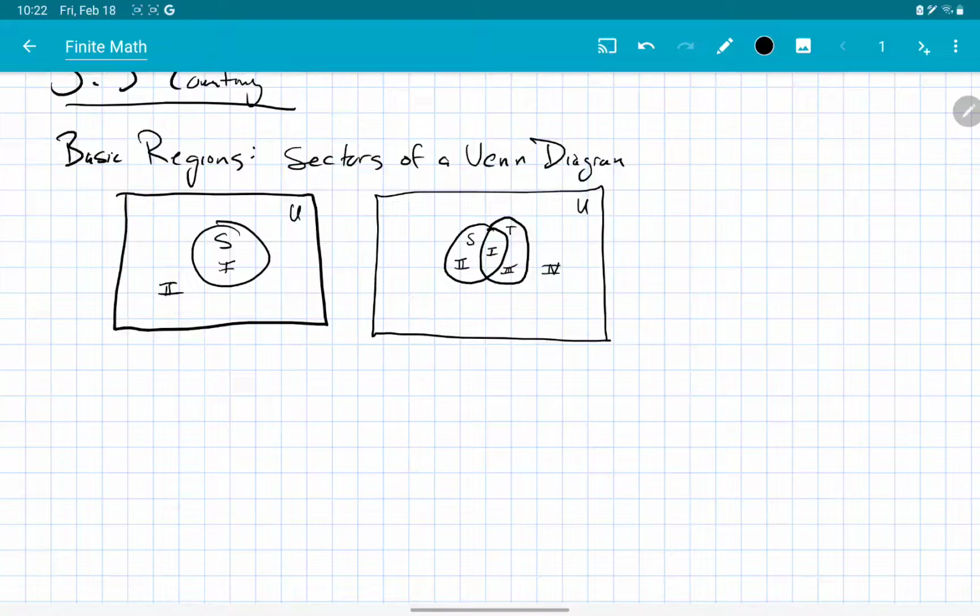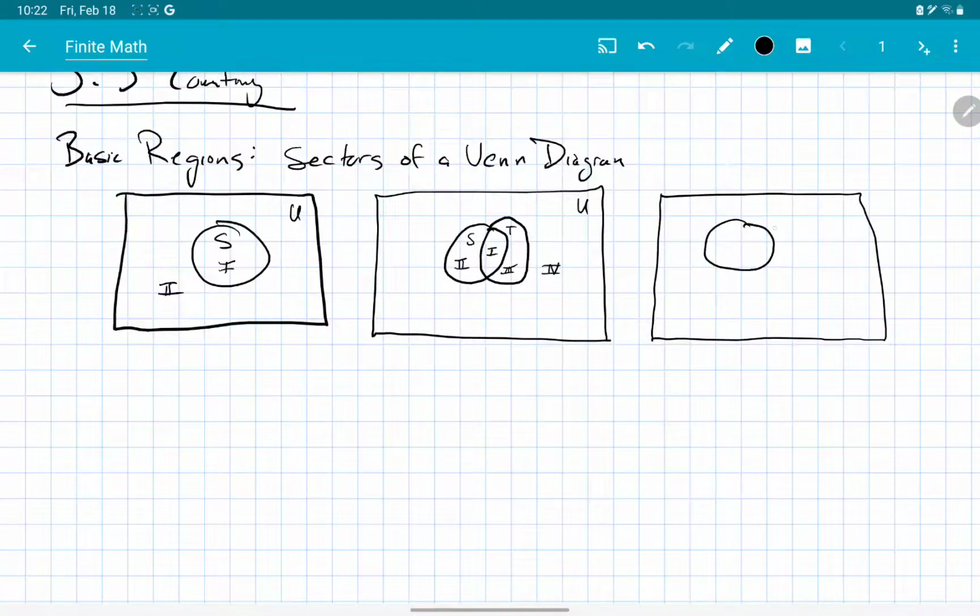You're not going to need to memorize this. This is just showing you what we mean by sectors. Right? They're just the different regions that exist. And then when you have 3 sets, you get even more sectors, right? Let's call this one 1, 2, 3, 4, 5, 6, 7, and 8. We have 8 different regions when we have 3 sets, right? So basic regions just means one of the sectors of a Venn diagram.